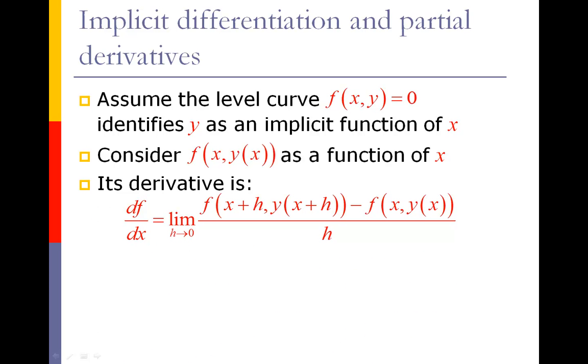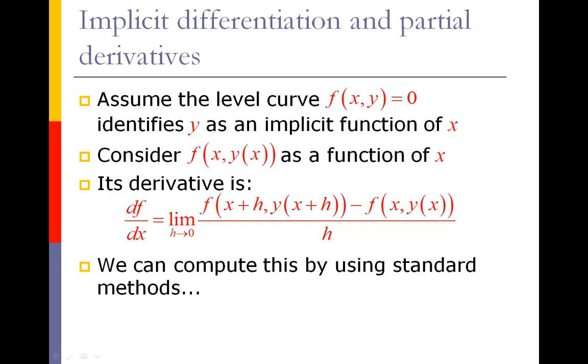So according to the definition, this is going to be the limit as h approaches 0 of f of x plus h and y of x plus h, minus f of x and y of x, all over h. Now, you may want to pause here and think about where that comes from. Of course, that comes from the usual limit definition of a derivative. But remember, we have to change x to x plus h in the first term of the numerator in two places. Okay?